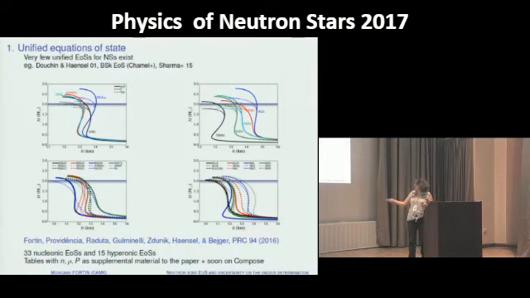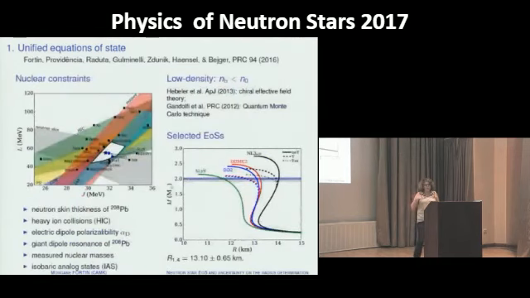So what I did with my collaborators, this long list of people here, is to calculate a large set of unified equations of state: 33 nucleonic equations of state, all consistent with 2 solar masses, belonging to 2 classes of equations of state, Skyrme ones and relativistic mean field ones, and also 15 hyperonic equations of state for relativistic mean field models. The tables for all those equations of state are available as supplemental material to the paper, and they should be soon available on the CompOSE database.